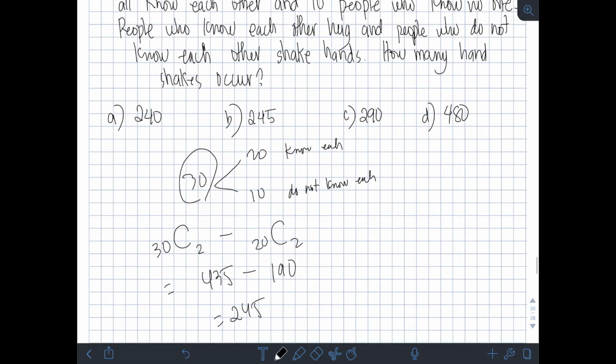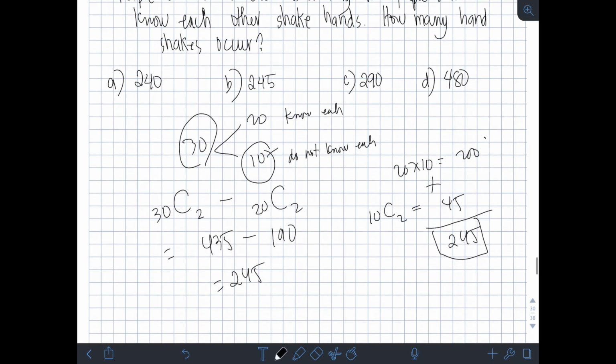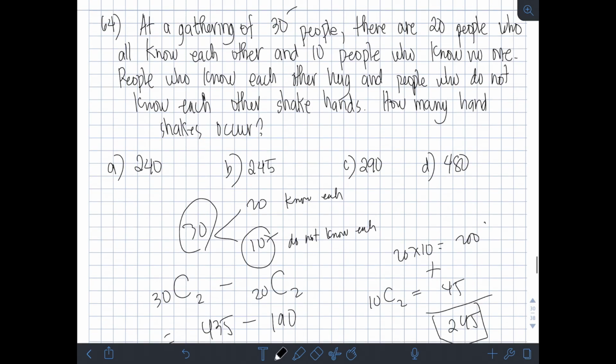245. Okay? Or pwede nyo ring isipin, itong 10 tao na to, mag-i-interact automatic dito sa 20. So, therefore, how many yon? 20 times 10 agad yon or 200. Tapos, itong 10, magha-handshake pa sila sa isa't isa uli. So, parang 10C2. Ano yung 10C2? 45. So, 200 plus 45 is 245. So, same lang, di ba? So, therefore, the answer is letter B.